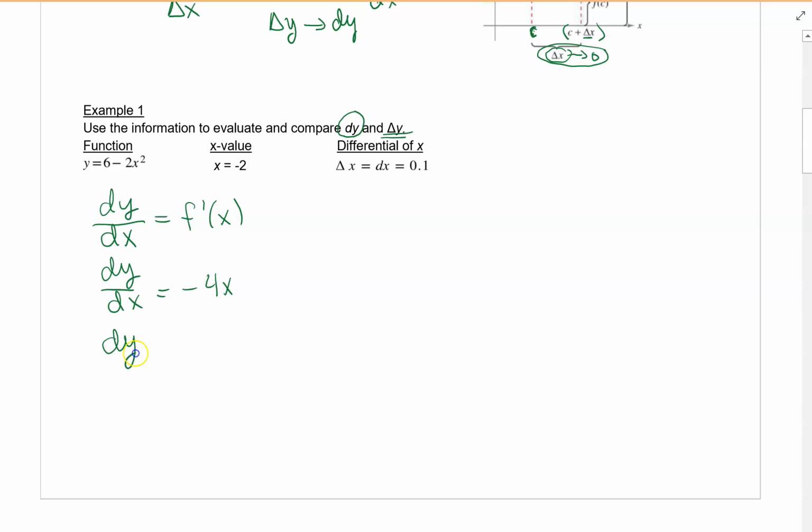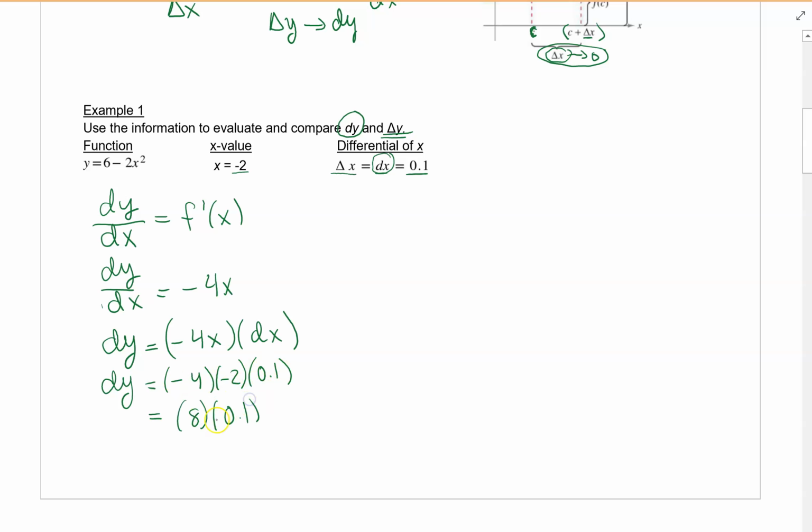So then my differential of y is just that derivative times my differential of x, according to the differential formula. So if I want to calculate it for when x is negative 2 and for when my delta x, which is close to 0, so I'll use it as my dx, is 0.1. So I'm just going to plug in negative 2 for x and then 0.1 for dx. So I end up getting positive 8 times 0.1. Maybe I'll just write that real quick, which is 0.8.